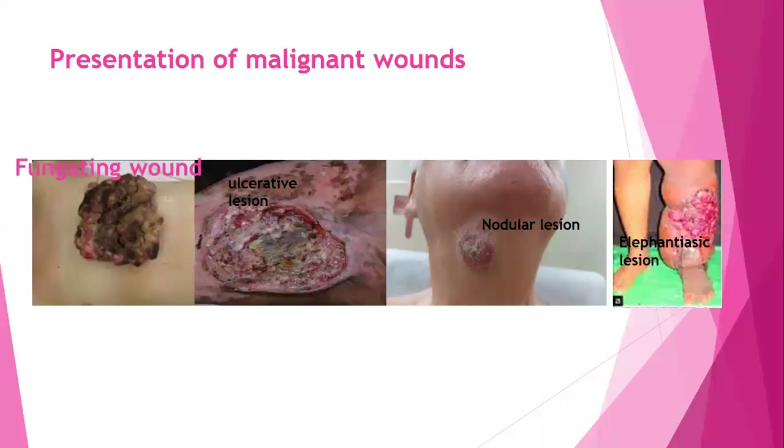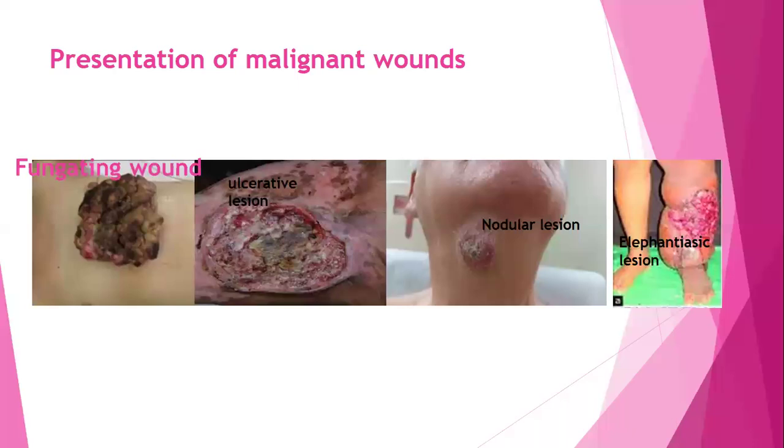So I've just decided to put that slide there to show the presentation of these malignant wounds. It can present as a fungating wound, as an ulcer, a nodule, or elephantiasis. So you can imagine the sight you can see there, that this patient is seeing it daily, and it's not healing. So for most of the malignant wounds, when you are doing wound care, you have 3 goals.